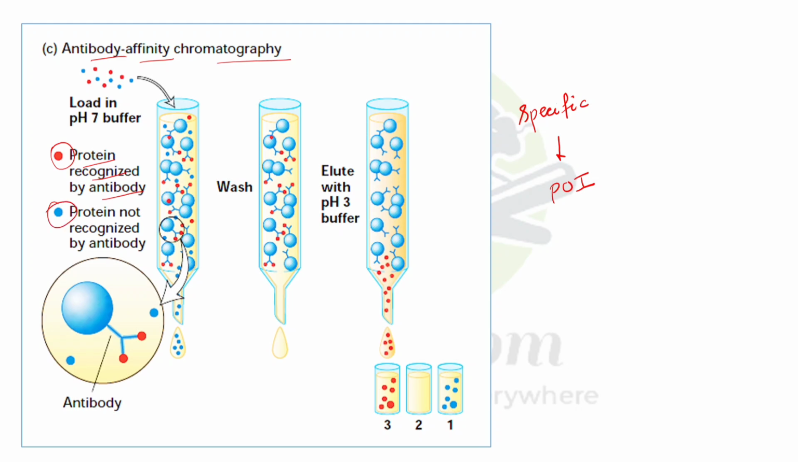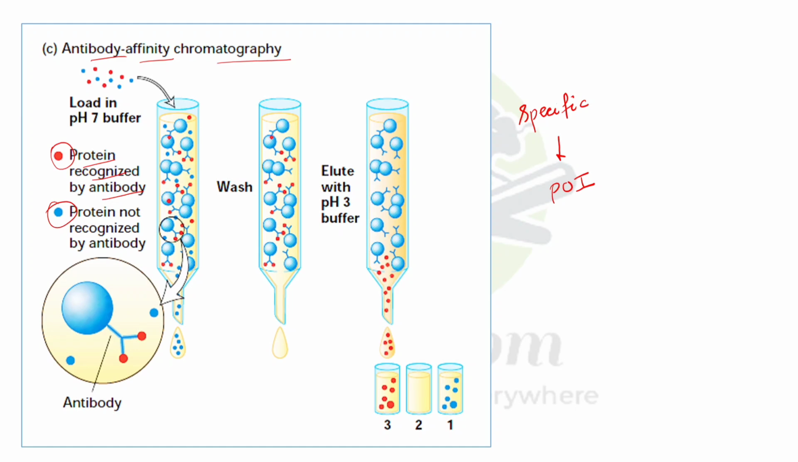So this blue protein is another protein which is present along with your protein of interest. The red one is the protein of interest and this blue one is the unwanted protein. So you need to purify this red one from the mixture of blue and red.